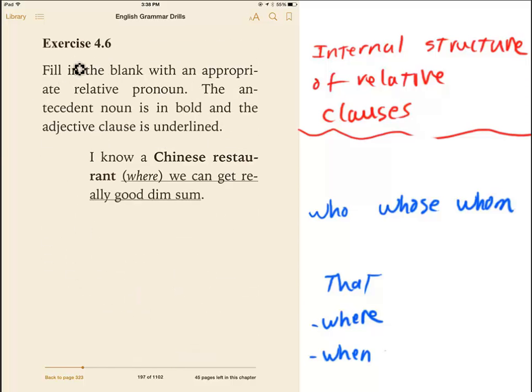It says fill in the blank with an appropriate relative pronoun. The antecedent noun is in bold and the adjective clause is underlined. I know a Chinese restaurant where we can get really good dim sum. I know a Chinese restaurant, and it has to do with a place, right? So we have to use where. All right, so that's what we're going to be doing.